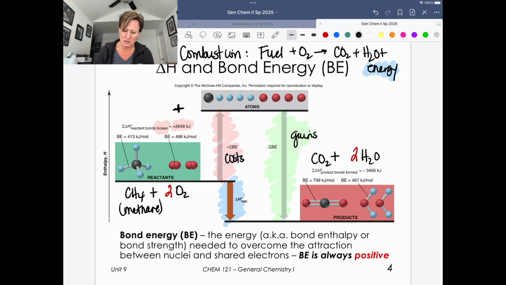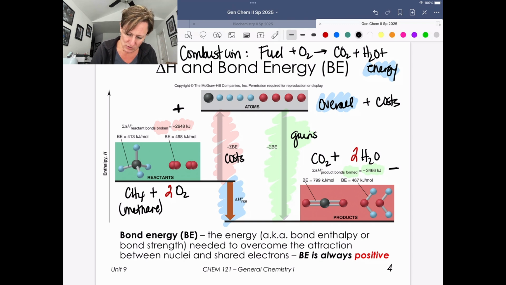The same is going to be true here. When we disassemble molecules, that's always going to be a cost. We're putting a positive sign with it. When we rebuild molecules and we form bonds, that's always going to be something that we add a negative sign to. So again, that's going to be a negative sign. And then to figure out what the overall process is, so again, that's our blue piece here, our overall process is going to be our costs.